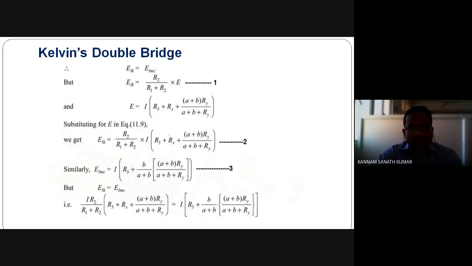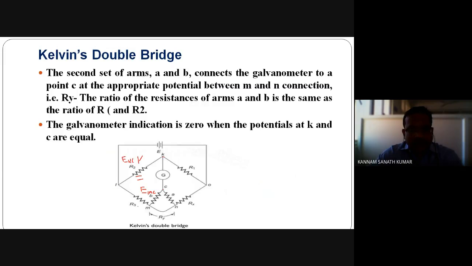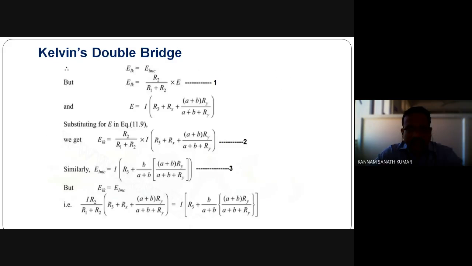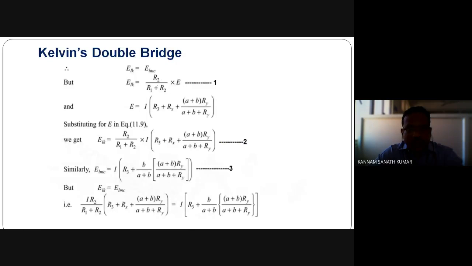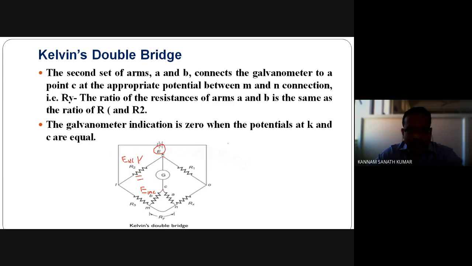But what is ELK? By using the voltage division, you can find out ELK. ELK equals the total voltage into this branch resistance by the total resistance. So what is the total voltage you are applying? E into R2 by R1 plus R2. So by using the voltage division principle, you got the potential across ELK.